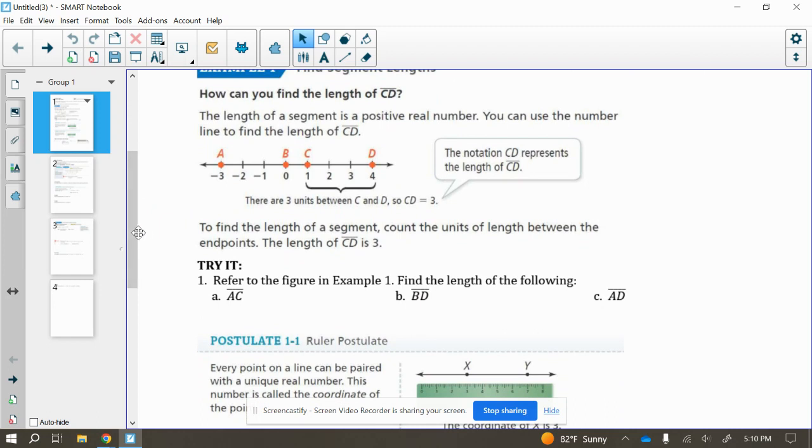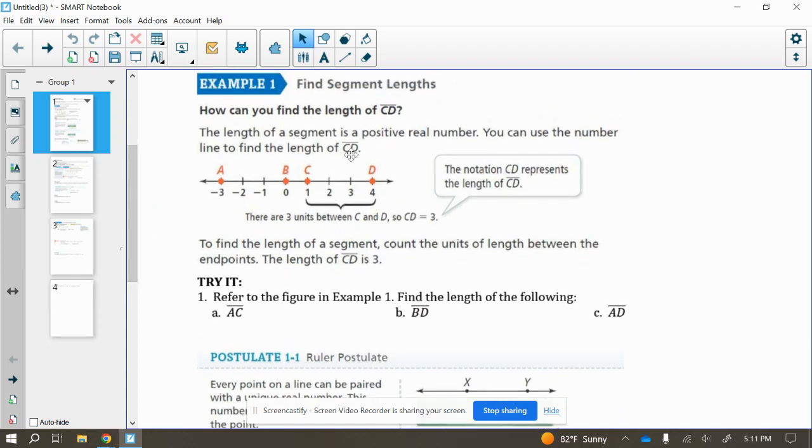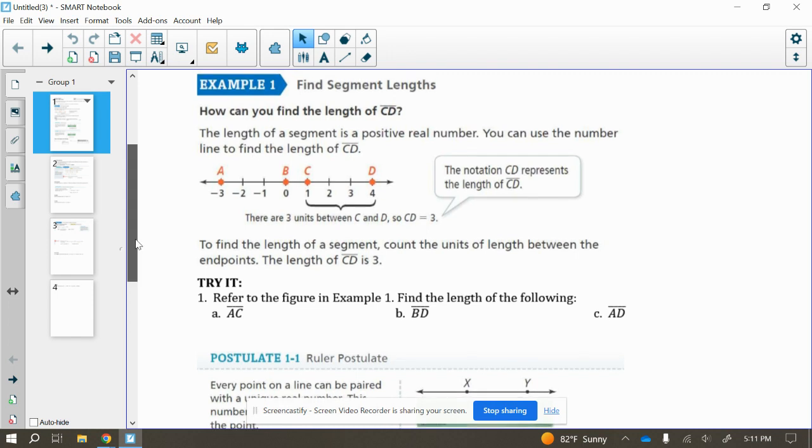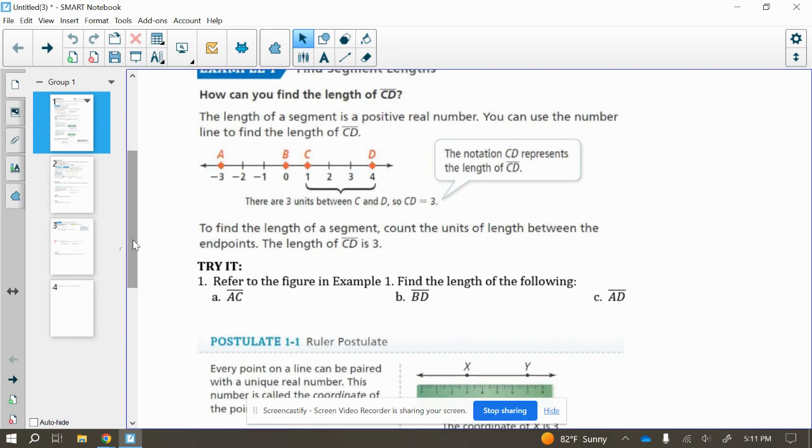So something that isn't unique to this class is the idea of a segment on a number line. We know that the distance between 2 points, for instance, C and D, is 3. So we could say the length of segment CD is 3 units long, and we find that by just counting. For instance, with number 1A, segment AC, to move from our point at A at -3 to C over here, we would go 1, 2, 3, 4 units total to get from A to C. So we would have a length of 4.